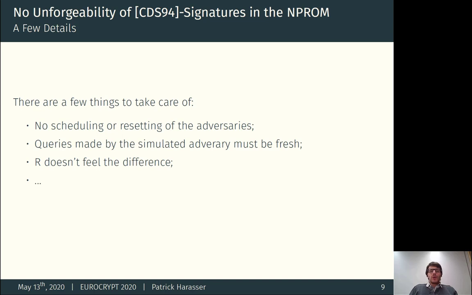Okay, so now that we know that parallel OR signatures do probably not have a security proof in the non-programmable ROM, we wondered whether this state of affairs is for some reason intrinsic. So our question was whether it is at all possible to have security proofs for specific OR signatures that do not program the random oracle, or if for some reason programmability is always necessary.